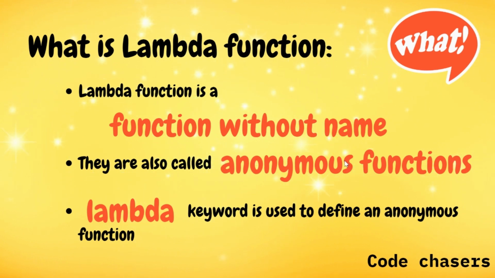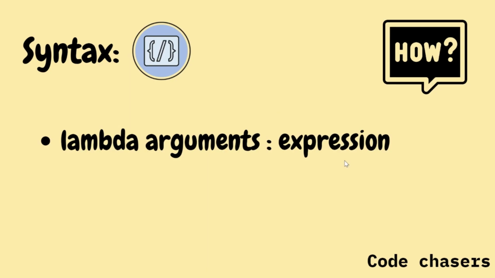Lambda function is a function without name. It doesn't have any name, so it is called anonymous function. Lambda is the keyword used to define an anonymous function, like def is the keyword used to define a normal function.